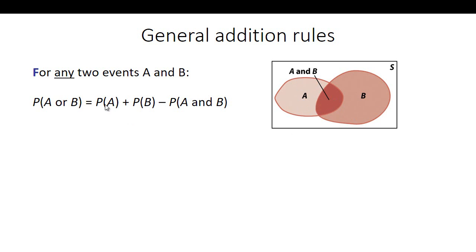Now the probability of A and the probability of B, if you think of them as proportions of outcomes in A and B, then P of A and P of B double count the outcomes in the intersection of A and B. So that's why we need to subtract the probability of A and B.